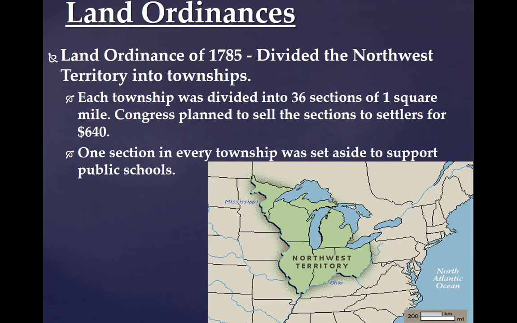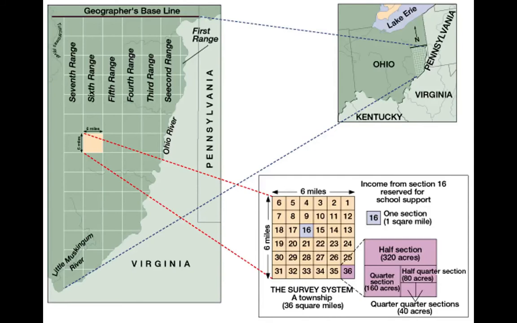What happened was Congress was planning to sell these sections to settlers, to have land and their own stake in this country, for money, to basically raise some funds for what they wanted to do. And one section in every township was going to be set aside for things like public schools. So this is a map of what I was just talking about.